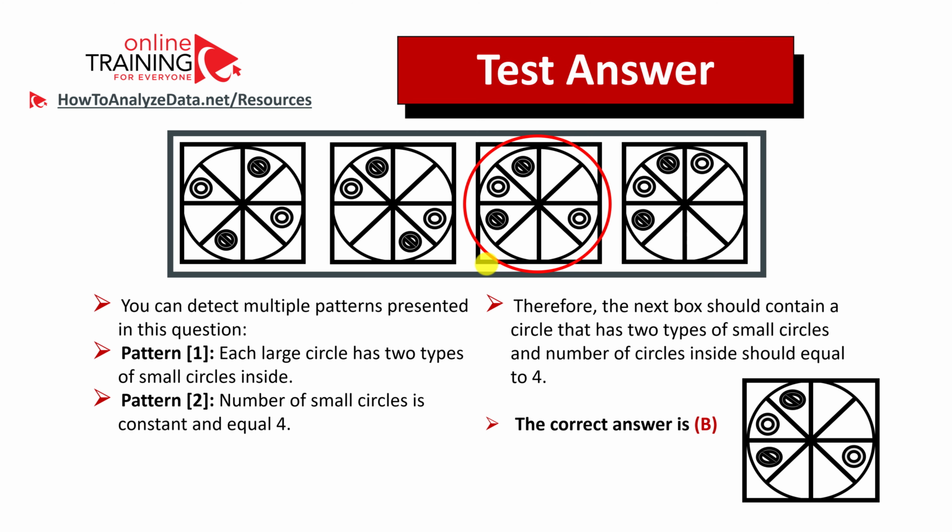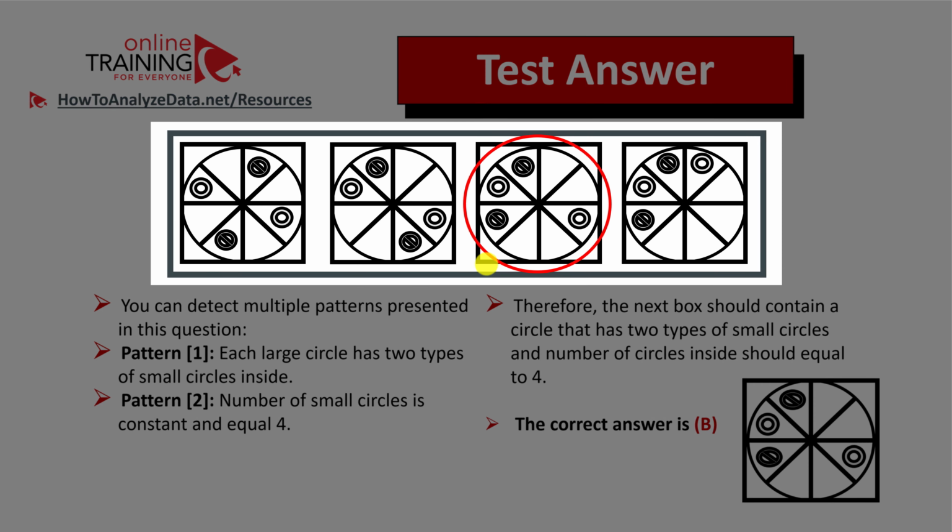My recommendation is always look for patterns. And in this particular case, you can track at least two different patterns. First of all, a large circle only has two different types of small circles inside. In addition to this, you see that there is only a particular number of small circles that are available. And the number of these small circles is always 4.